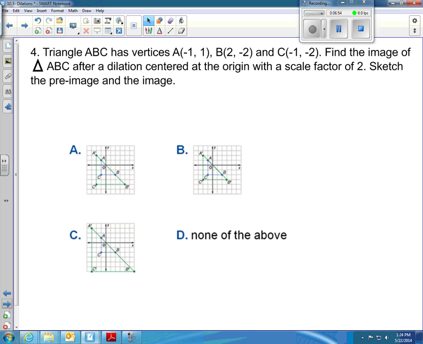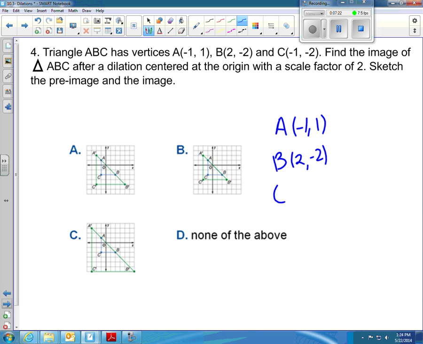All right, last problem. Triangle ABC has vertices at A (-1, 1), B (2, -2), and C (-2, -1). Find the image of ABC after a dilation centered at the origin with a scale factor of 2. Sketch the pre-image and the image. So we're just going to find the one that matches. So I'm just going to jot down my points. A is -1, 1. B is 2, -2. And C is -1, -2.